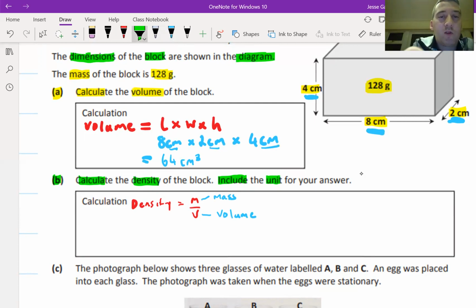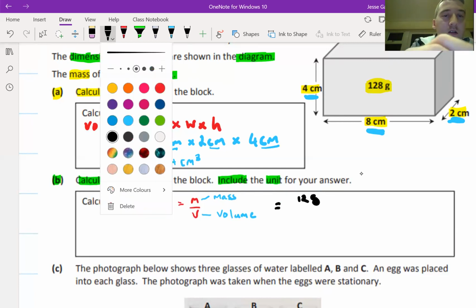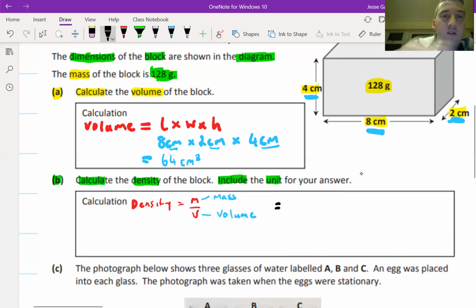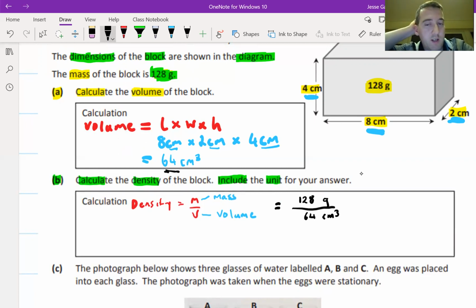Well, if you look back up to the question, we were told earlier that the mass is 128 grams. So what I'm going to do is go ahead and sub in that number, 128 grams divided by, what's the volume? Okay, well, the volume is what we worked out up here. So go ahead, pause the video, write it down. Okay, so 64, and that's 64 cm cubed. So now we've got a sum to do, a division sum. 128 divided by 64. Pause the video, get your calculator and do that sum now.